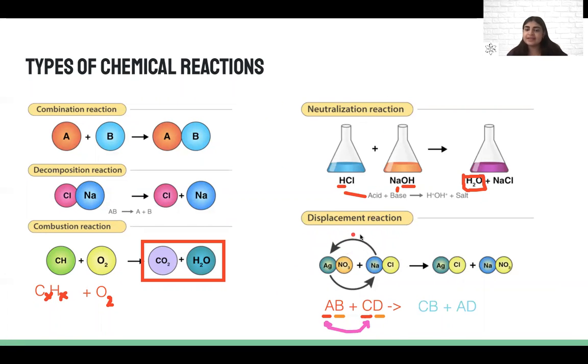So basically, again, displacement reactions are just the two atoms at the beginning switching places, or the two atoms at the end switching places. You're going to get the same result either way.